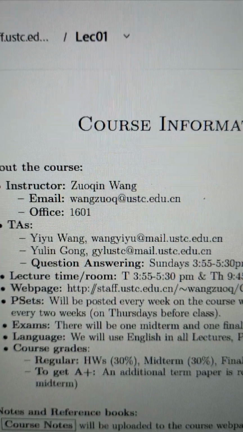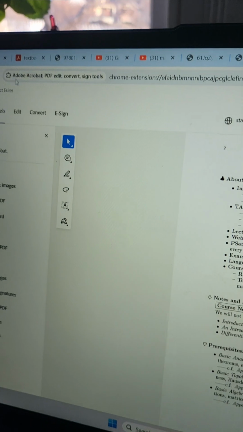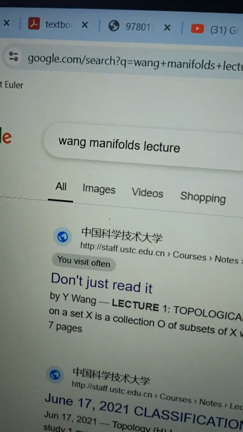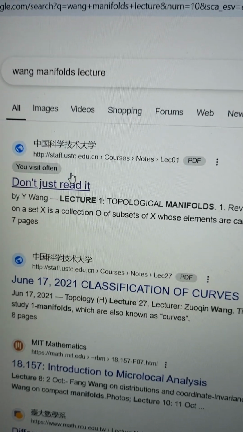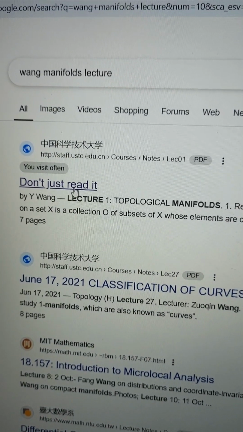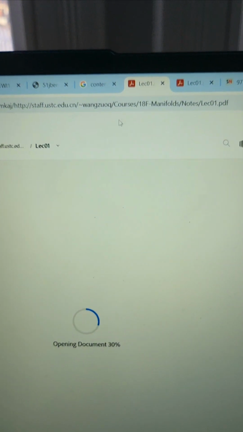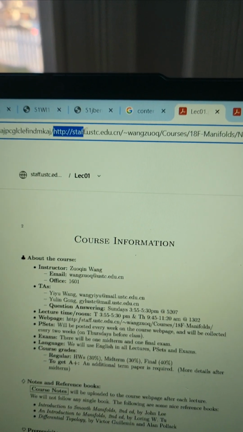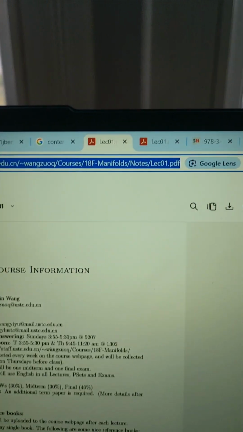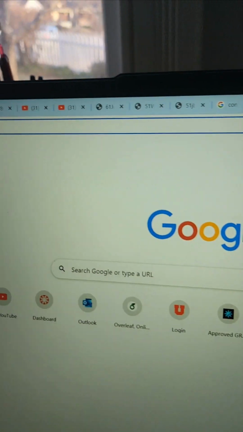You can find these lecture notes if you go online and search up the following thing: Weighing Manifolds lecture. Okay, they're free online. You'll find the first link. It'll say "Don't just read it." You click here, and then it'll bring you to this page. And if you replace this, you'll come up with some link, like the following link. If you take this link, just grab this link here, and I paste it into a new tab.